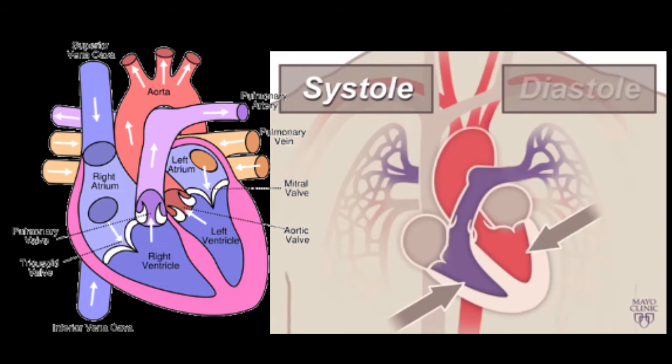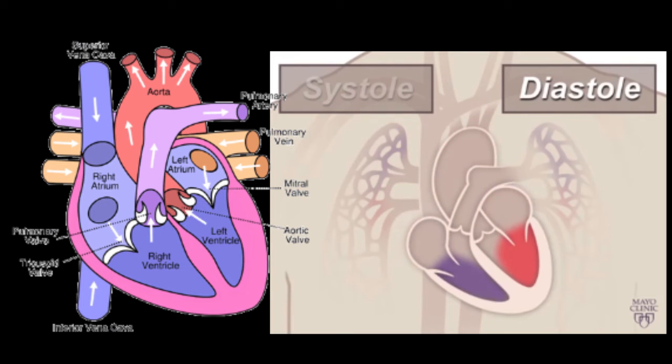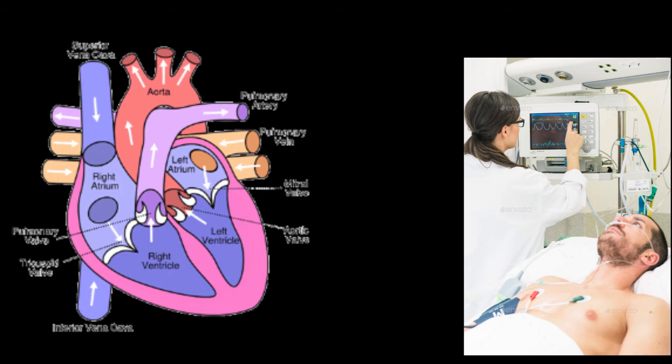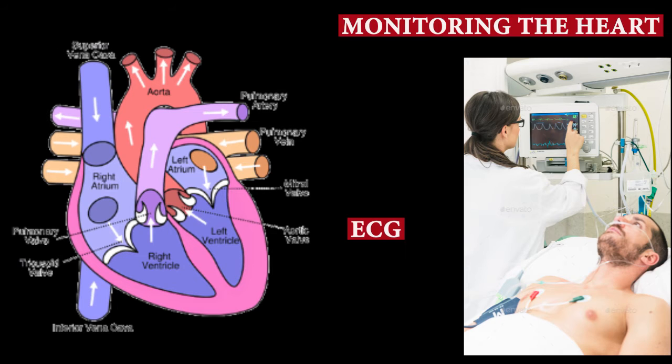The human heart is one major organ that needs to be maintained. There are 3 ways to observe if the heart is working properly. Number 1 is the ECG, short for electrocardiogram.